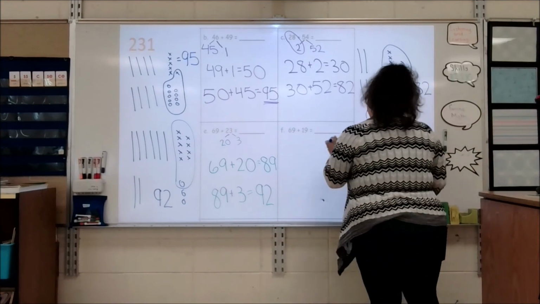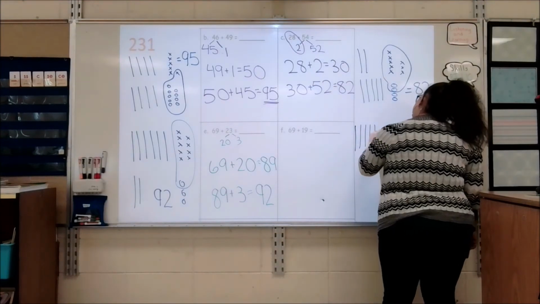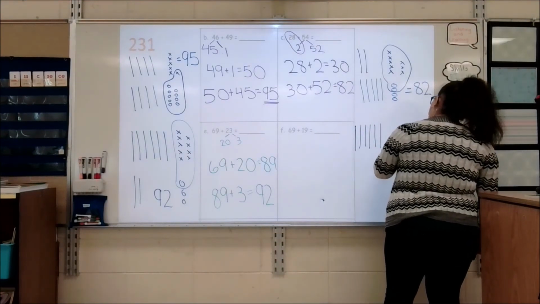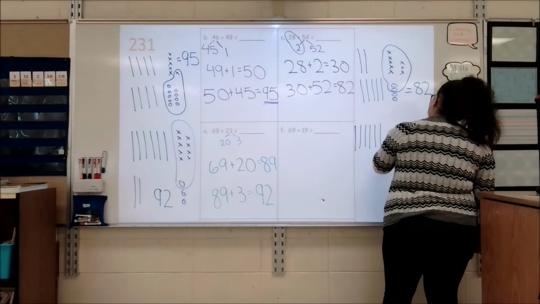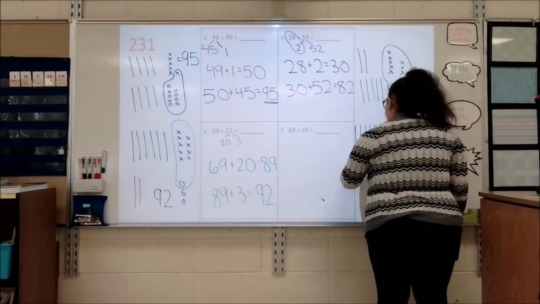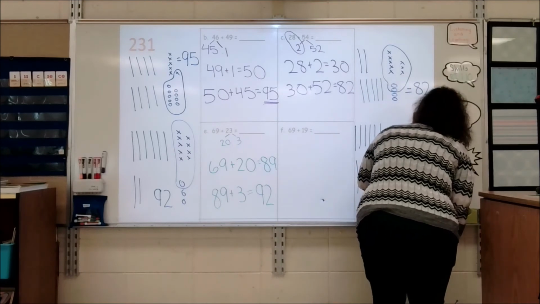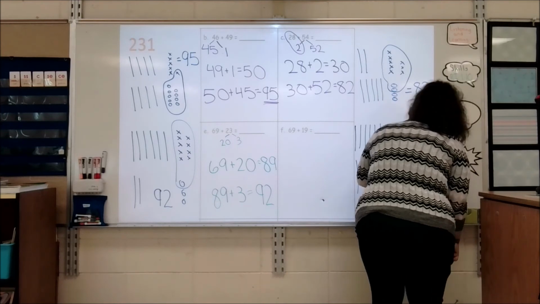So 10, 20, 30, 40, 50, 60, 61, 62, 63, 64, 65, 66, 67, 68, 69. Then 10, 1, 10, 2, 10, 3, 10, 4, 10, 5, 10, 6, 10, 7, 10, 8, 10, 9, 19.